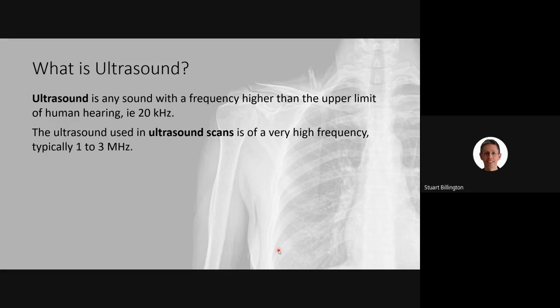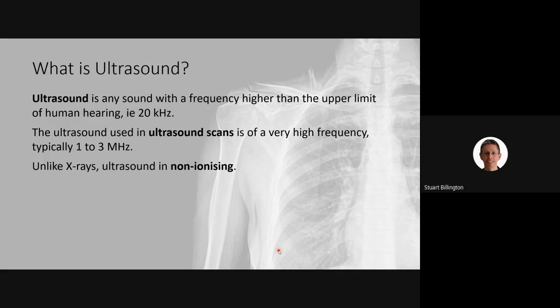However, that obviously goes up to an infinite number of hertz. So which range in particular are we dealing with when we talk about medical scanning? We're generally looking at the low millions of hertz, so 1, 2, 3 million hertz.